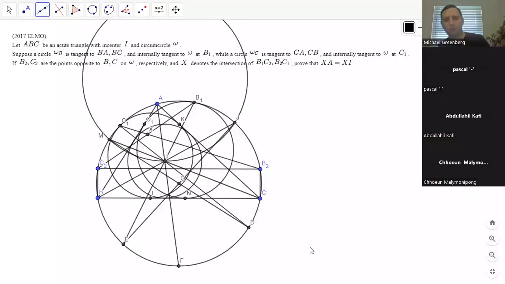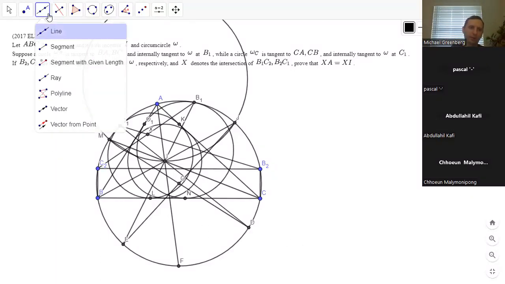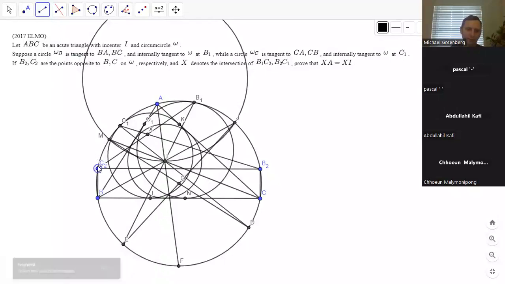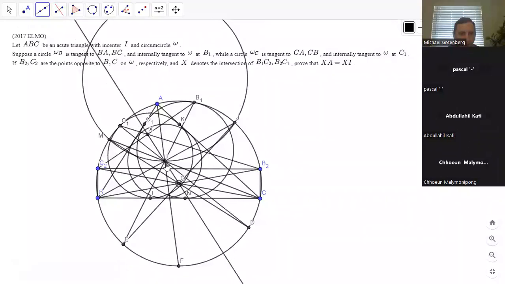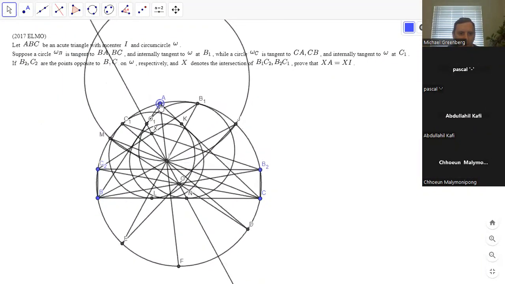It's a good problem though. Yeah, of course we also have this and this. So yeah, a lot of lines in this figure. Maybe Pappus or something? Is X, I, and O collinear? That looks like they might be. Yes. So that we could try to prove.